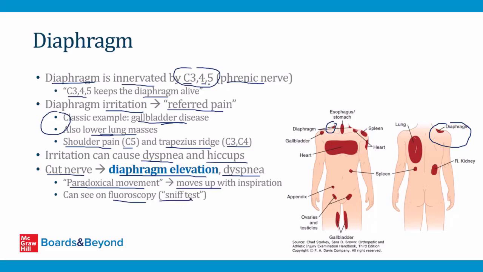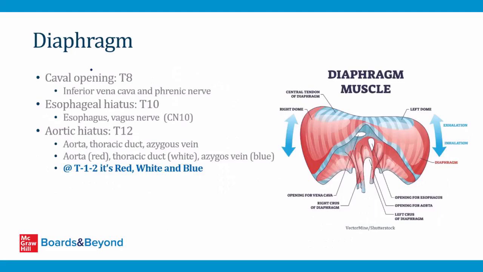The patient goes under the fluoroscope, which allows you to visualize the diaphragm, and you ask them to inspire, and then you can see the paradoxical movement on the side with the damaged nerves. The side that moves up is the side that has the nerve damage. There are a number of structures that pass through the diaphragm, so let's talk about that now.